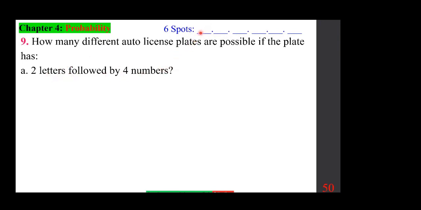So we can have 26 here. We have 26 here. Then 4 numbers. Remember, the numbers are from 0 to 9. That means 10 digits. So I can put 10 here and I can repeat it because there is no restriction. So the answer is 26 squared times 10 to the power of 4. Needless to say, a calculator will give you the answer. I'm interested in the justification using this methodology.